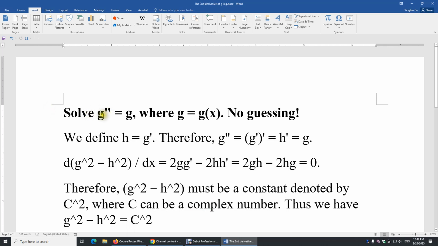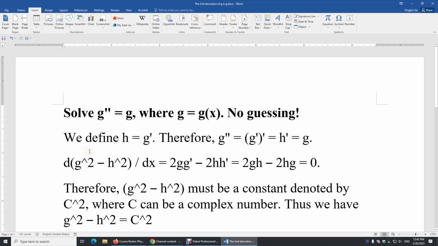We'll solve this differential equation g double prime equals g. G double prime is the second derivative of g, and g is a function of x. We first define h to be g prime. G prime denotes the first derivative of g. And now we have g double prime equal to h prime, and h prime equals g because g equals g double prime. Now we have two simple equations, h equals g prime and h prime equals g.